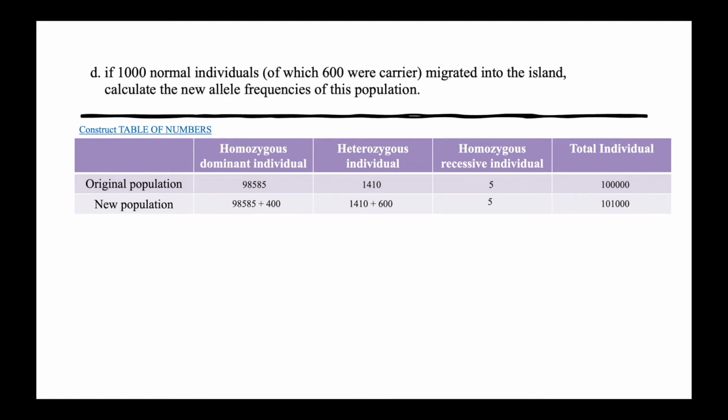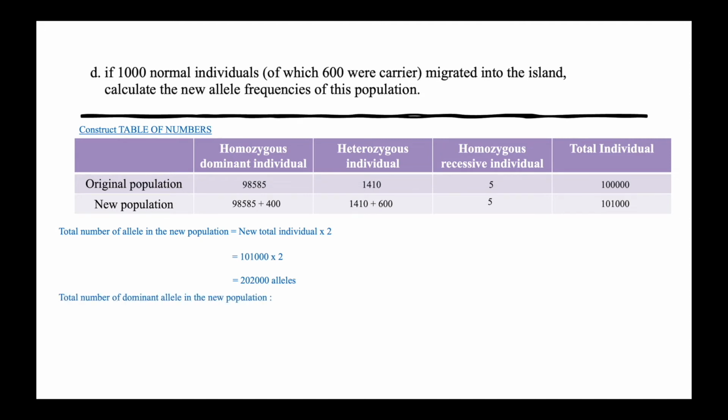To calculate the new allele frequencies in the population, we first find the total number of alleles in the new population. We simply multiply the new total individuals by 2, since each individual will carry 2 copies of the allele, giving us the value of 202,000 alleles.